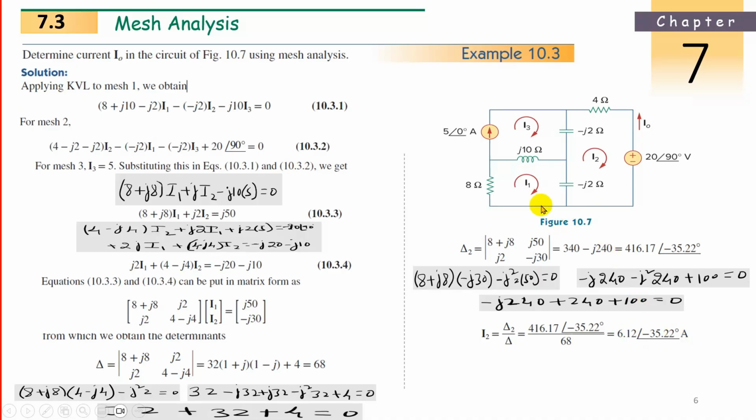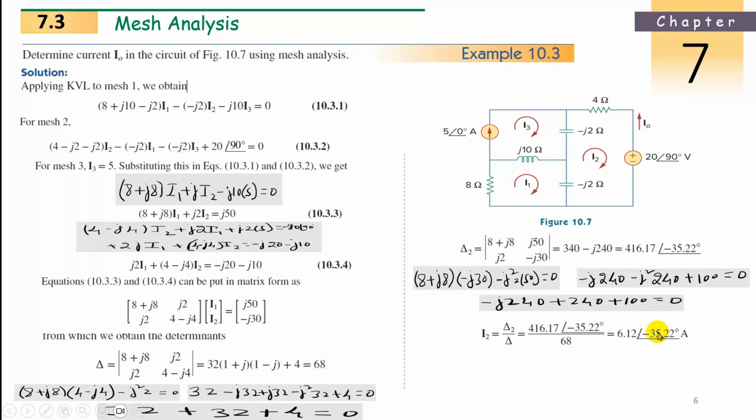But in which form is this? It is in polar form, that is the frequency domain form. But generally in which form do we need the answer? We need it in sinusoid form. So convert this polar form into sinusoid. What is the equation? When you convert polar to sinusoid, if we have Vm at an angle theta, what is the sinusoid of it? Vm is nothing but 6.12. Sorry, Im is 6.12 at an angle of minus 35.22. Let's take this as theta.